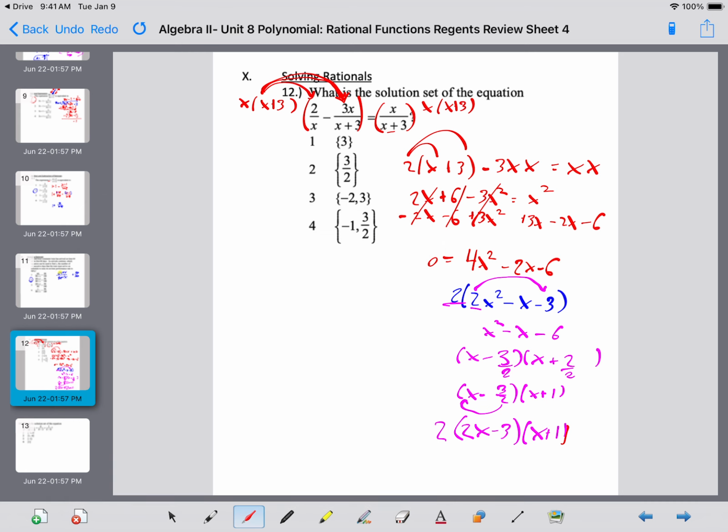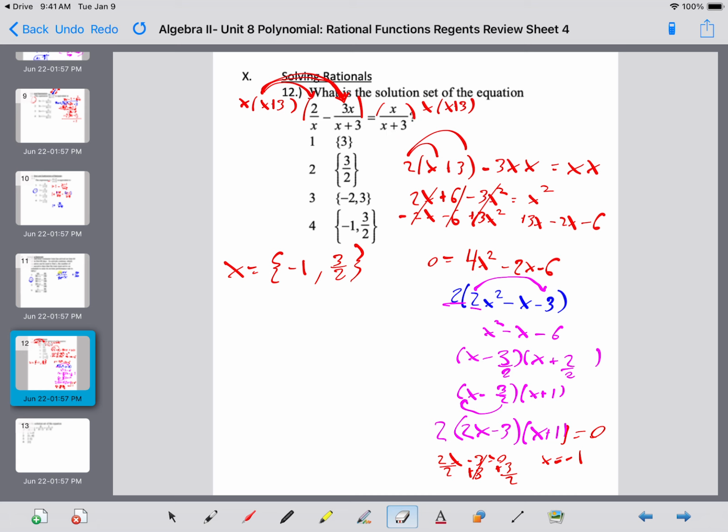So now we factored, right? And to find the solutions, we would have 2x minus 3 equals 0. Add 3. Divide by 2. So you get 3 over 2. And you also have -1. So our two solutions are -1 and 3 over 2. But are we done? No, we are not done, right? We have to look for extraneous solutions.